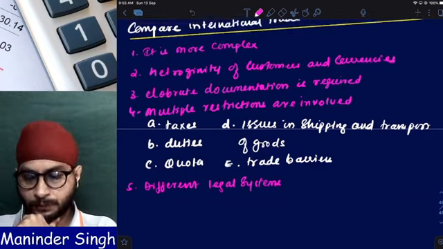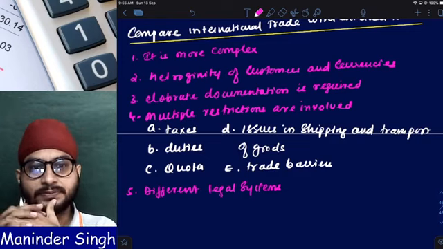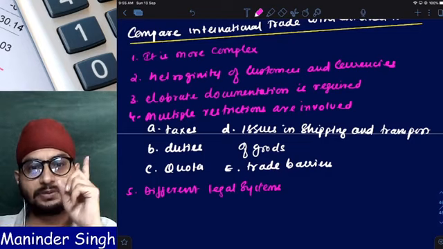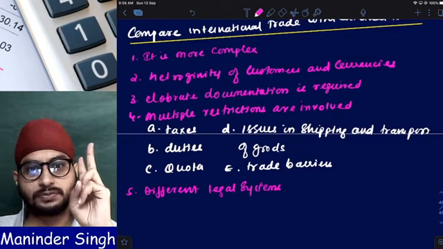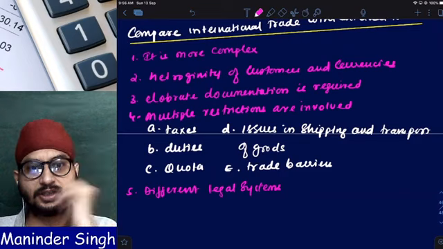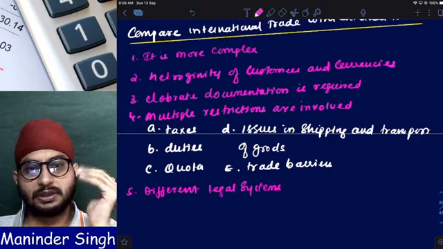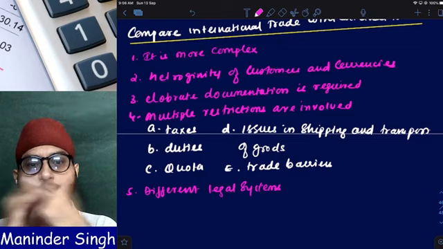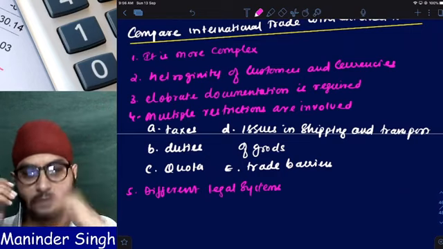Clear? Tell me, according to you, does international trade have advantages or not? Is there any advantage of international trade? How many of you support international trade? Those who support international trade, say one. Those who don't support international trade, say two. Okay, everyone supports it. I am asking only a group of 15 to 20 students, or maybe 200, 300, 400, 500 students, and all of you are saying one.